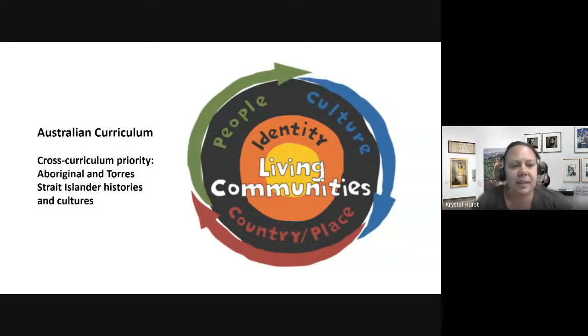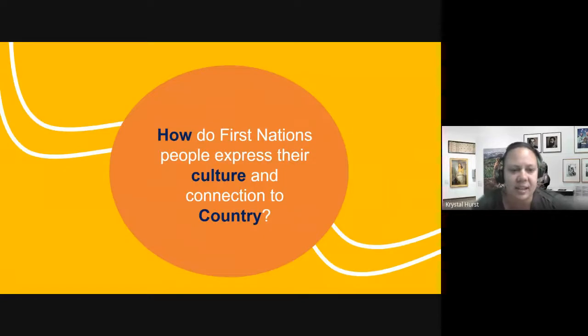And also we have the Australian curriculum cross-curriculum priority of focusing on Aboriginal and Torres Strait Islander histories and cultures. And our principles really do connect and speak to this framework as well. And so you can see the interconnectedness between people, culture, and place, with a really strong emphasis on living communities that really encompasses Indigenous identity. So they really do speak to each other. And so that's our approach.